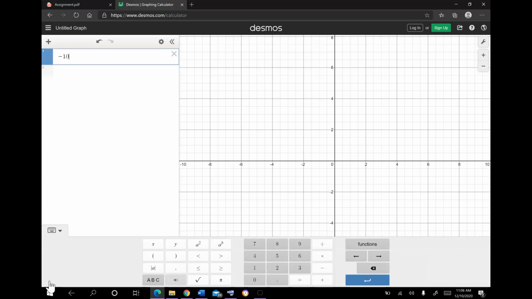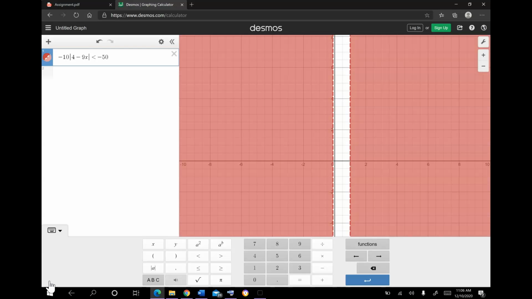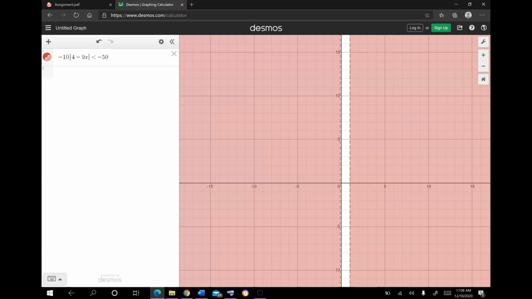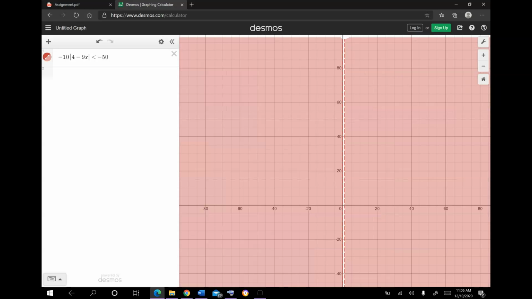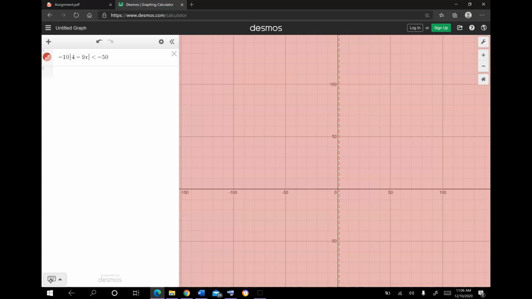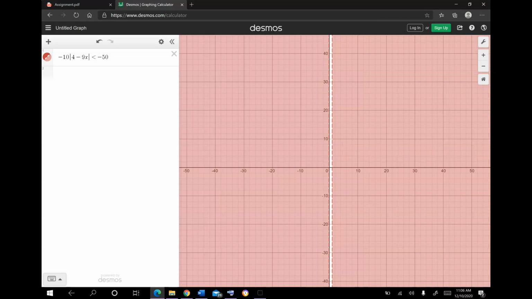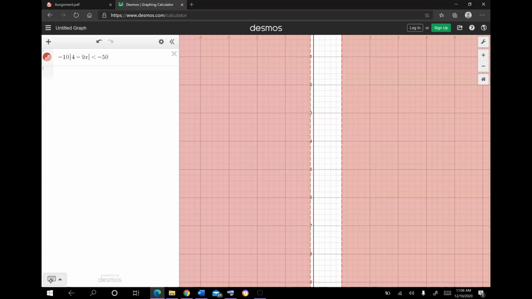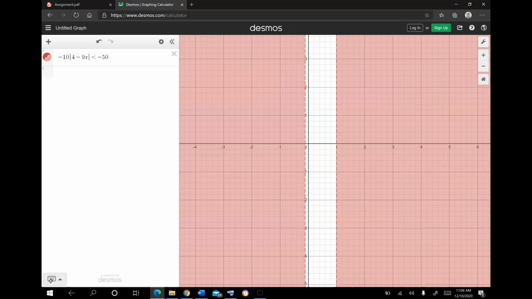So it was -10 absolute value of 4 minus 9x, close the absolute value, and then it was less than, with no bar underneath it, -50. Okay? Here it goes. Okay? So, if you look, I'm going to zoom out. Okay? Well, this red box keeps extending, right? So, it looks like over here on the left, it's going to -infinity. Over here on the right, it's going to +infinity. But, it can't be this white spot right here. So, if you look, it's a little bit less than 0, right? So, this red is less than this number. And this is 1. This red is greater than 1.